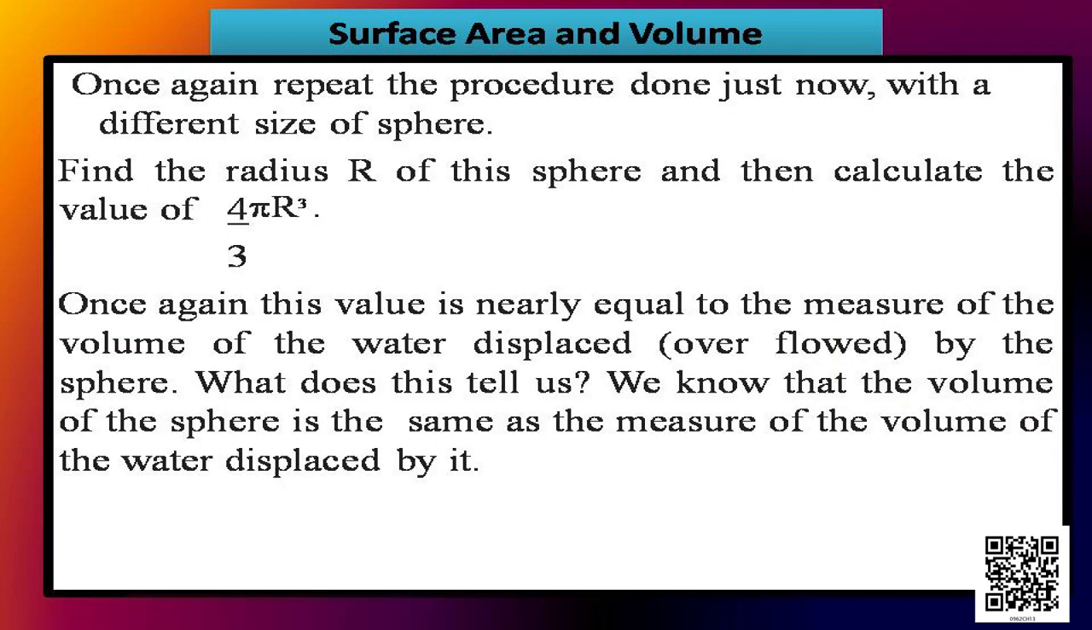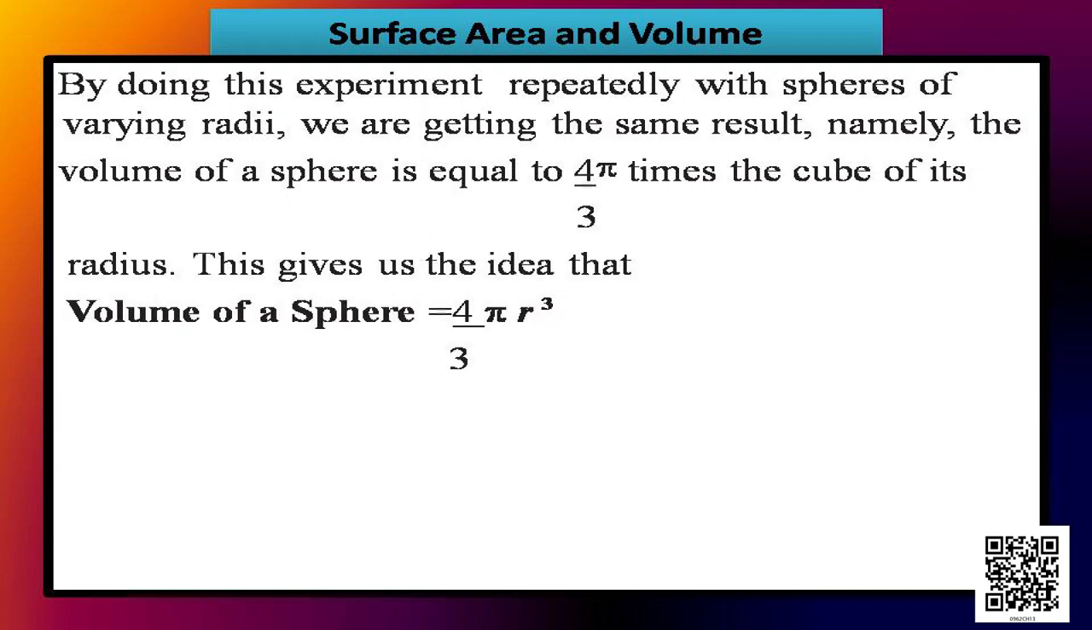You can repeat this procedure with a different size of sphere. Find the radius r of this sphere and then calculate the value of 4 by 3 pi r cube. Once again, this value is nearly equal to the measure of the volume of the water displaced or overflowed by the sphere. What does this tell us? We know that the volume of the sphere is the same as the measure of the volume of the water displaced by it. By doing this experiment repeatedly with spheres of varying radii, we are getting the same result. Namely, the volume of a sphere is equal to 4 by 3 pi times the cube of its radius.